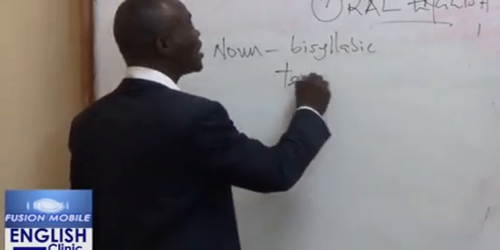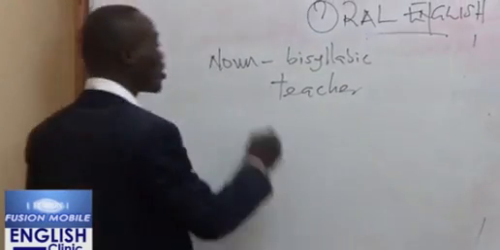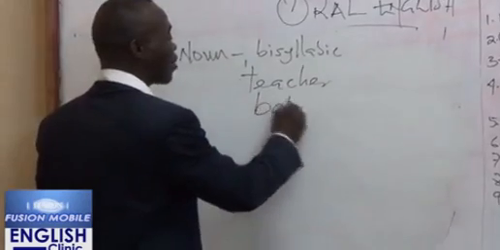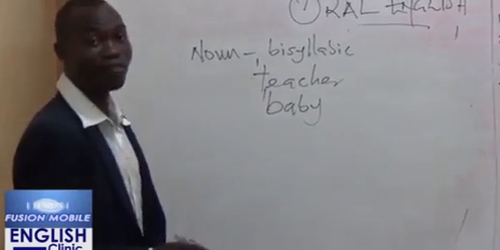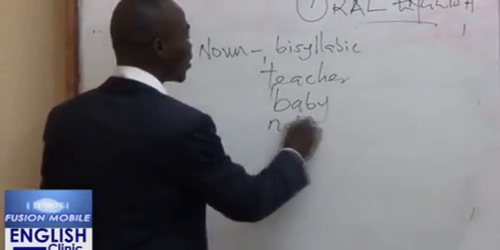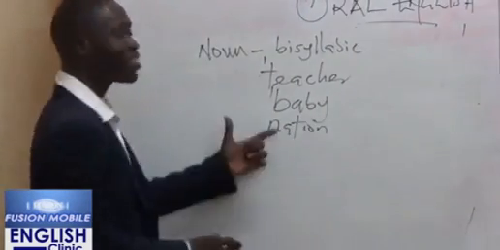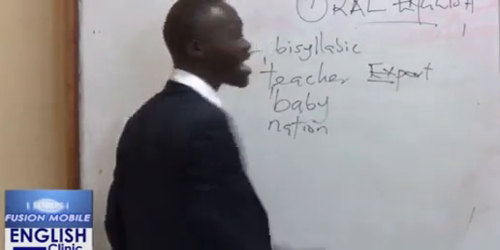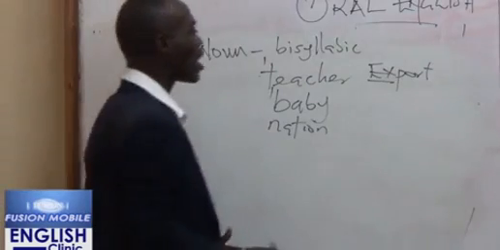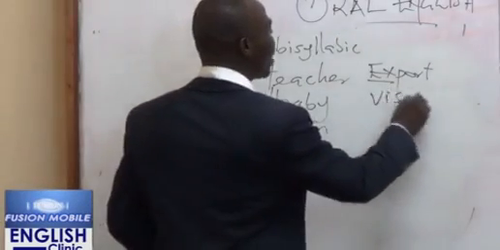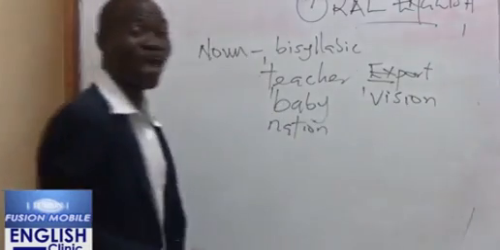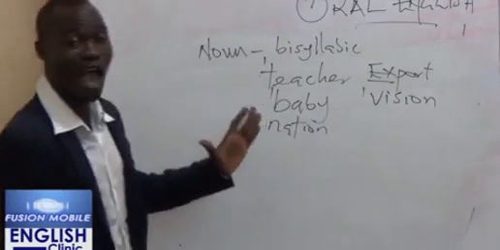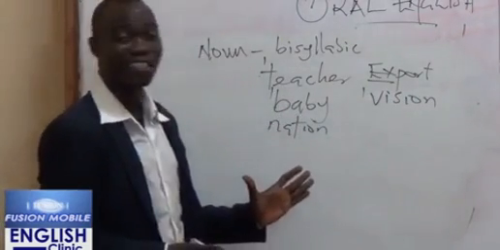For instance, we have teacher. What is stressed is T. Baby. What is stressed is what? Ba. Nation. What is stressed is what? Na. All these are nouns. Export. What is stressed there is what? Ex. Now look at vision. What is stressed? Vi. So as a matter of fact, nouns that are bisyllabic words are always stressed on the first syllable.